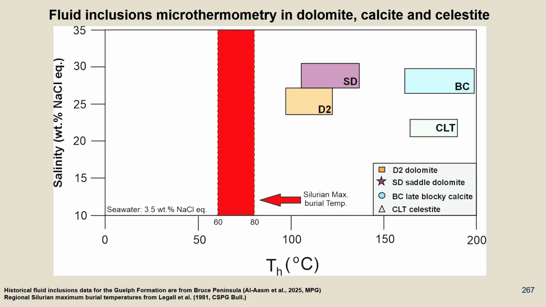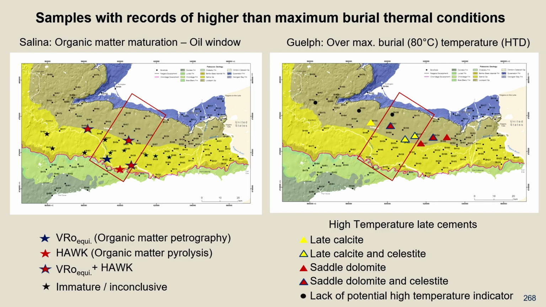In red is the limit of the maximum burial temperature. So anything to the right of that red box indicates very high, anomalous hydrothermal fluid affecting the Guelph at that locality. Again, we should expect our own results shortly, I hope. I was hoping to have them here, but not yet. So this is work in progress.